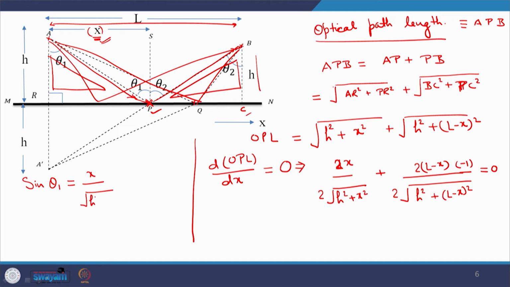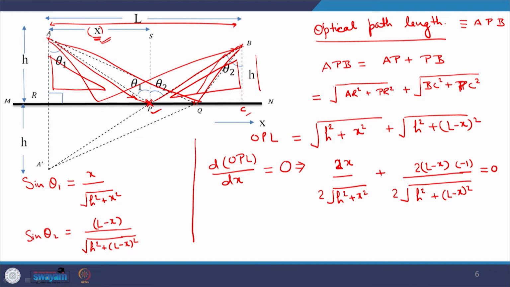square root of h square plus x square, and sin theta 2 is equal to, in the numerator for theta 2, this perpendicular is L minus x, and the hypotenuse is square root of h square plus L minus x whole square. Okay, this is how sin theta 1 and sin theta 2 are defined in the figure.